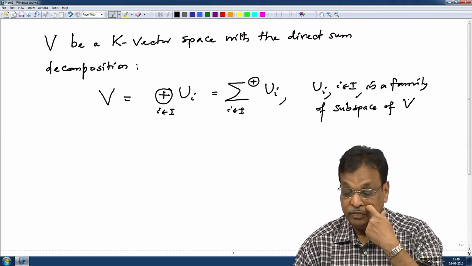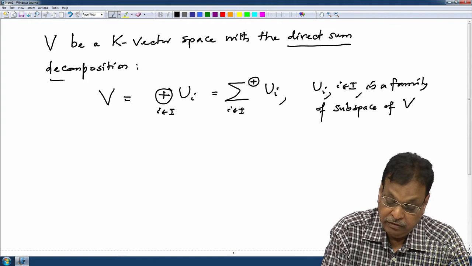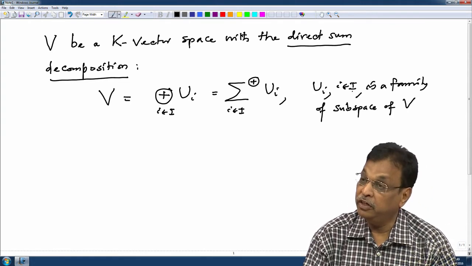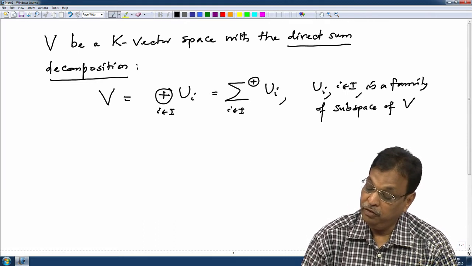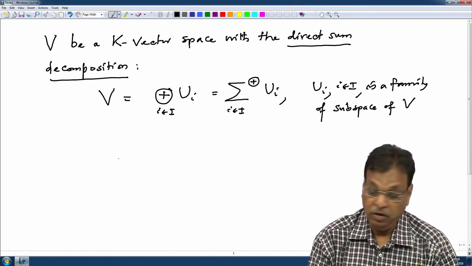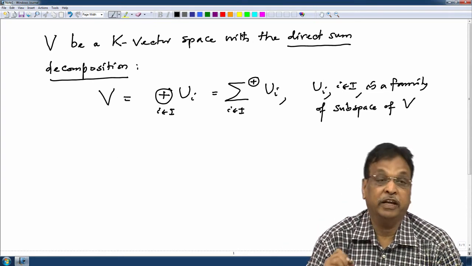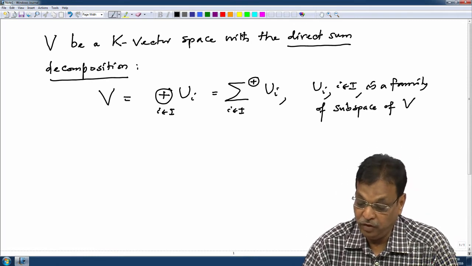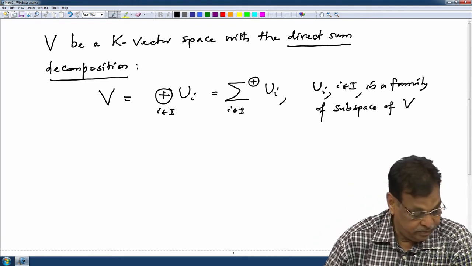From this direct sum decomposition, I will define now many projection maps, as many as indexed by this set I. And conversely, if I have a family of projections on V which are indexed by some arbitrary set, then I will get a direct sum decomposition. Precisely this we have done for two subspaces in the last lecture.